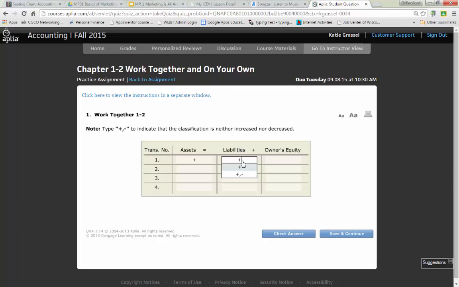Transaction number 2. Receive cash from owner as an investment. Ellie, what one do you think would be affected? Assets. How would assets be affected, Ellie? Was that an increase or decrease? Increase, because we would have more of it. Braden, what would be another one that you think would be affected? We have one thing that's being affected, and Ellie said it was cash as an asset. What do you think the other one would be?